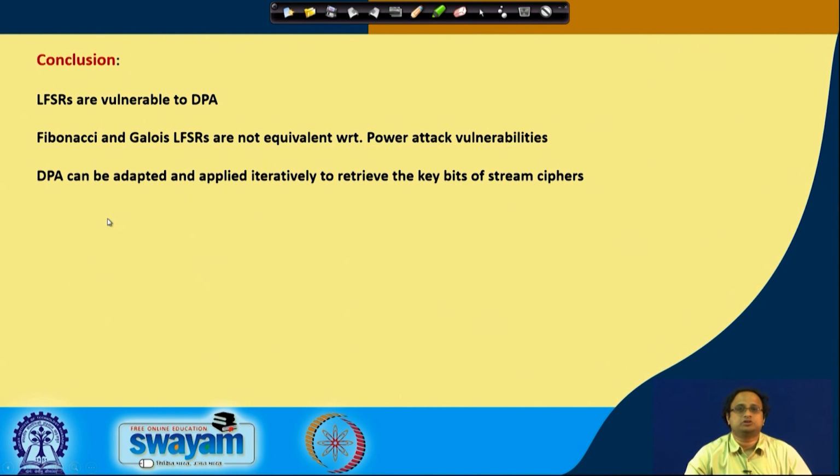We also discussed that DPA can be adapted and applied iteratively to retrieve the key bits of stream ciphers. We showed it by an example of Mickey, but this idea could be extended to other stream ciphers like Grain, Trivium, and so on.